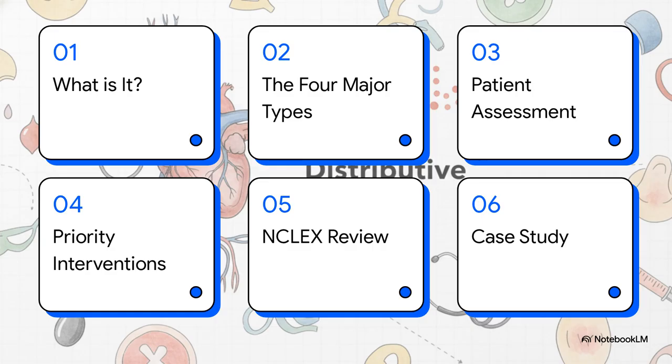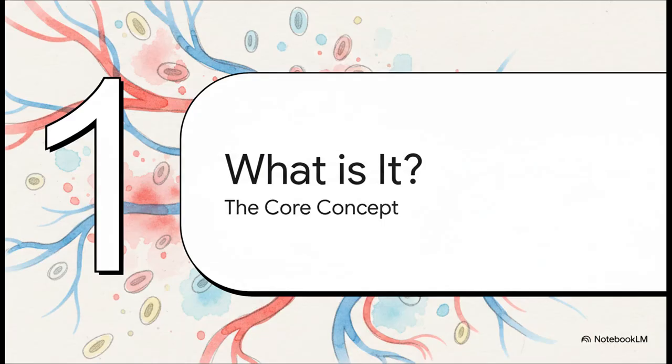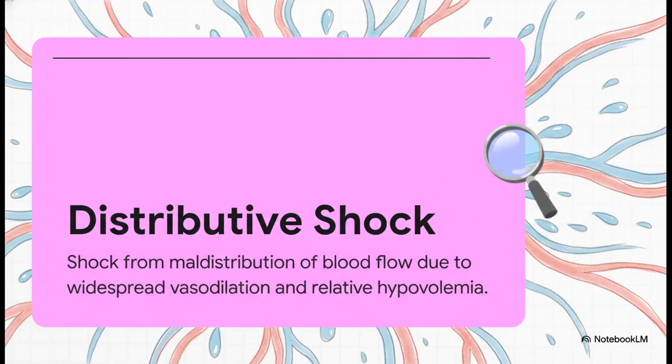Let's do this. First things first, what in the world is distributive shock? If you can really grasp this core idea, everything else we talk about today is going to click into place. Okay, so the official definition throws around some big words: widespread vasodilation and relative hypovolemia. Let's break that down. Widespread vasodilation just means the blood vessels get super wide and floppy. And relative hypovolemia, that's the key.